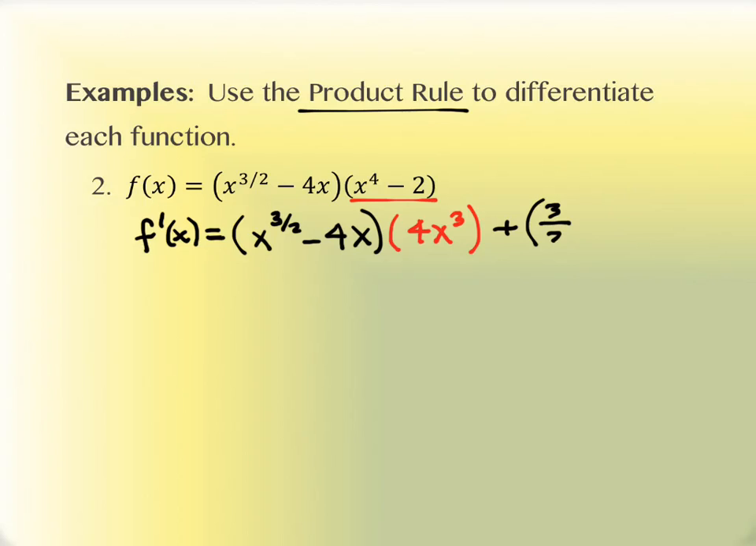Good, 3 halves x to the 1 half, minus 4. Excellent. And then what do I do? I rewrite the second piece, x to the 4th minus 2. And again, if you were working the basic skills quiz, you'd stop there. You wouldn't go any further.